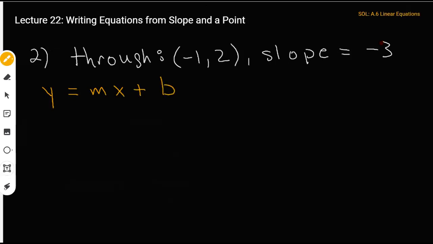Then I'm going to start putting in all the numbers that I know. My y value is going to be this 2 right here. My m is going to be the slope, -3. My x value is going to be -1. And then b, I don't know what that is yet, so I'm going to leave that as a b for now.